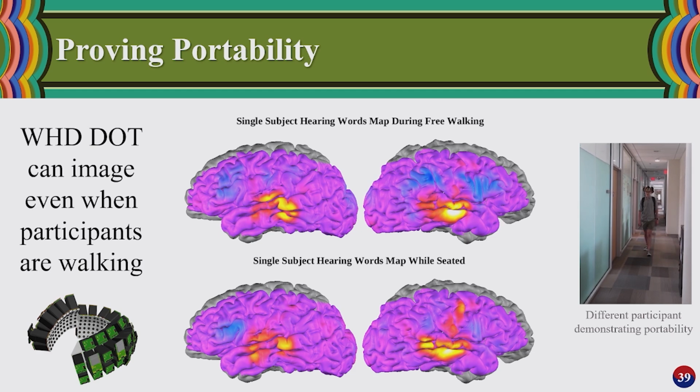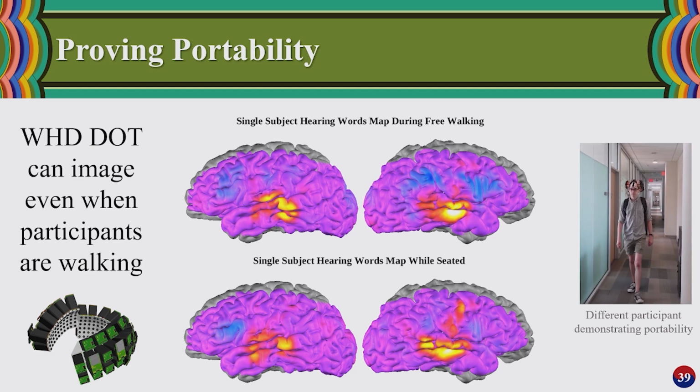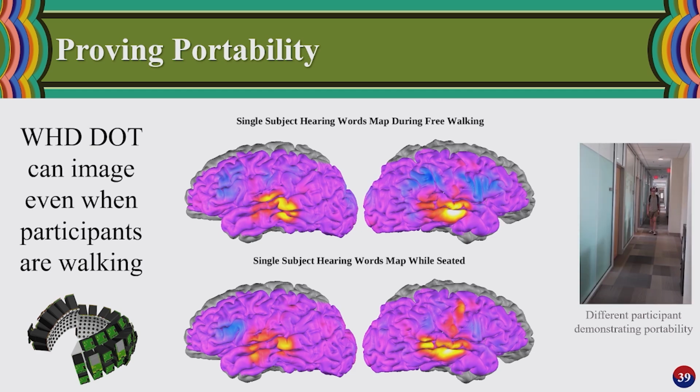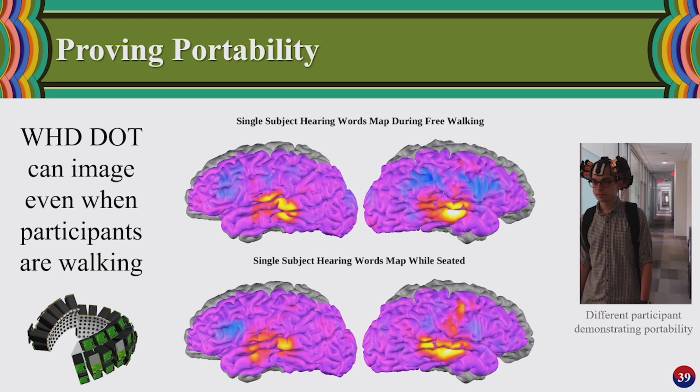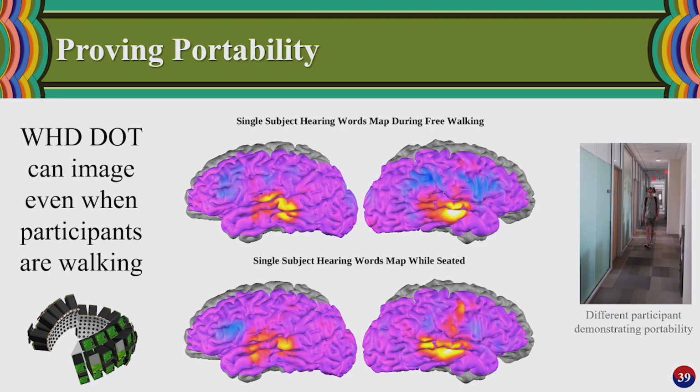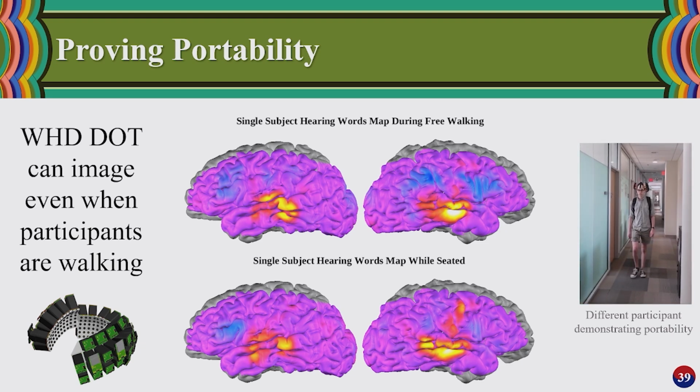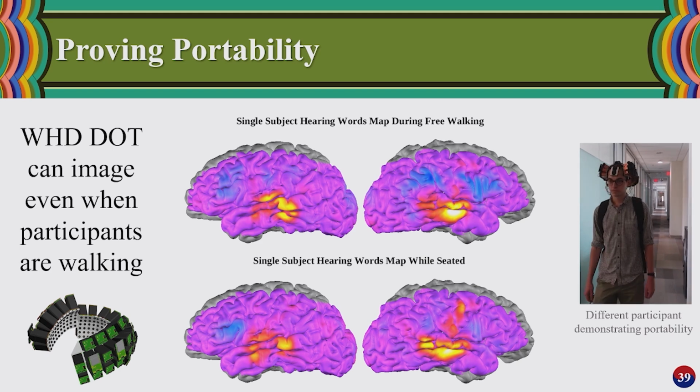Tolerance to cued motion is good, but that doesn't make a system portable. Using it while walking does. We had subjects listen to auditory stimuli in both typical seated conditions and also while walking around the room. As you can see, while walking around, the WHD system is still able to clearly detect auditory activations, again without any motion correction.